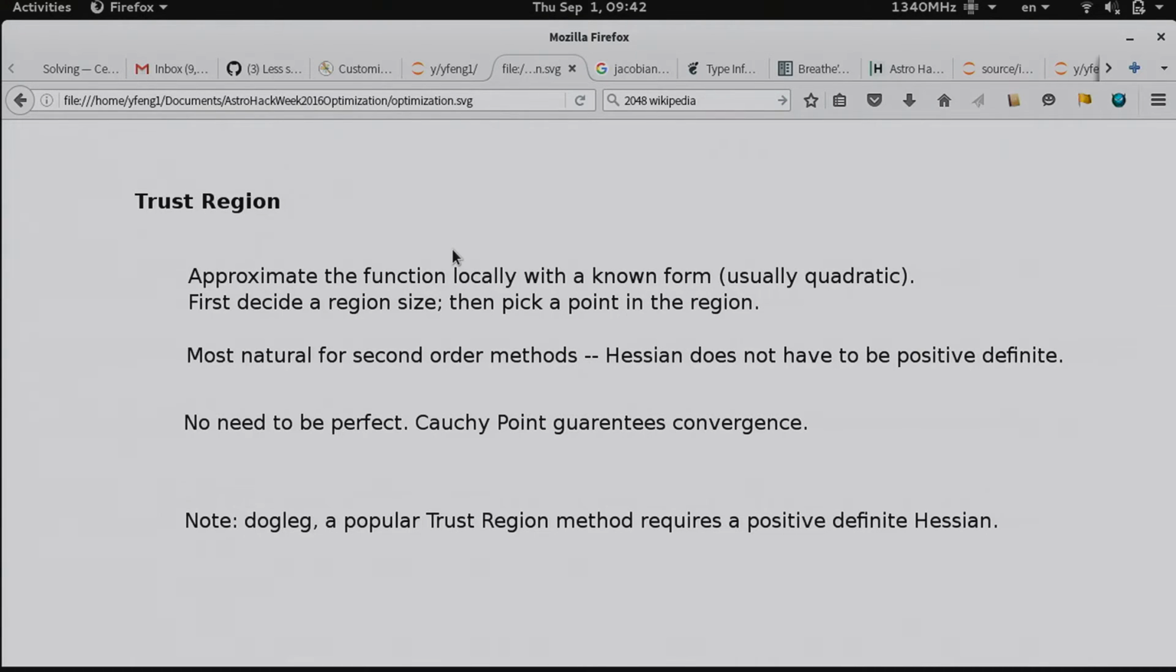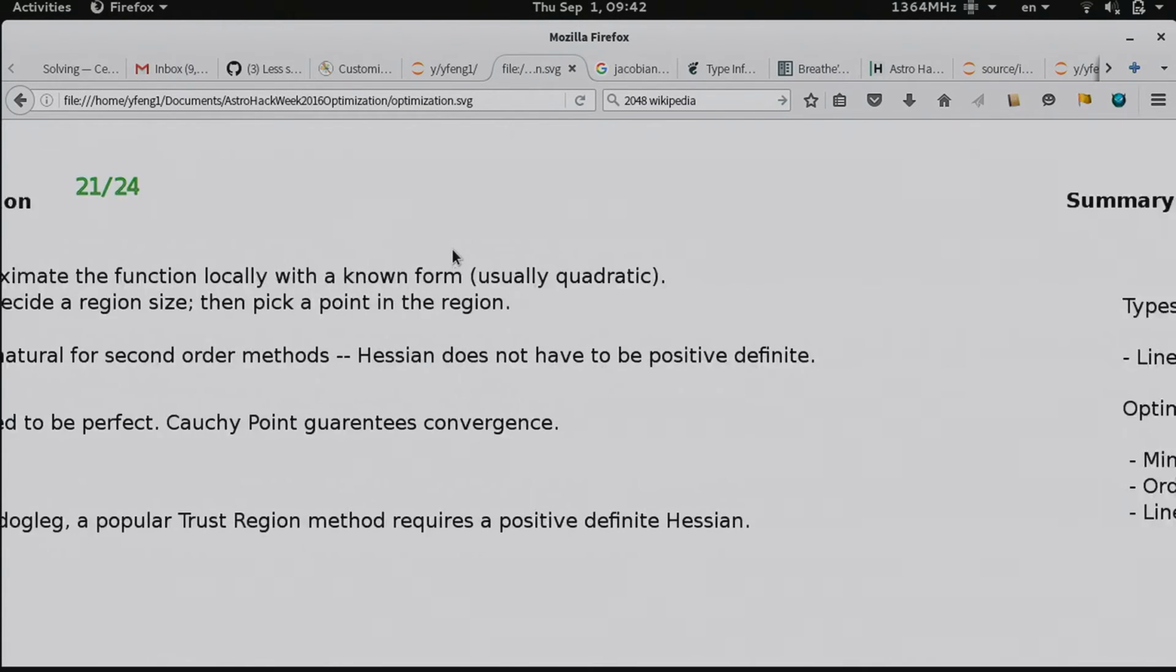But this algorithm, the dogleg, actually requires a reference direction. Therefore, it requires a positive definite Hessian. But the algorithm I showed, the trust region Newton conjugate gradient, doesn't require a positive definite Hessian. So trust region is more natural for quadratic convergence algorithms. And that's why, well, in Ceres, it shows up later, and it's in that context. So if we want to go quadratic, this is the way to go.